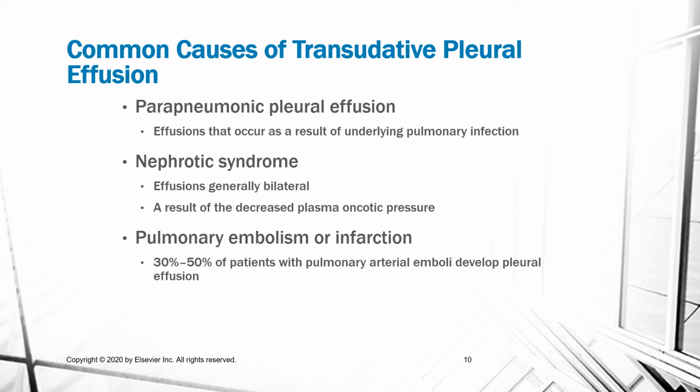Parapneumonic pleural effusions. Effusions that occur as a result of underlying pulmonary infection are termed parapneumonic effusions. For example, those following a pneumococcal or staphylococcal pneumonia abutting up to the visceral pleural surface. In patients with this type of effusion, it may be necessary to perform an invasive procedure for the diagnosis as opposed to a simple thoracentesis.